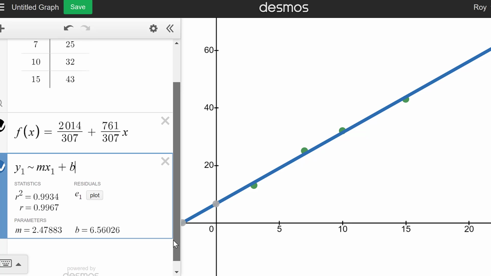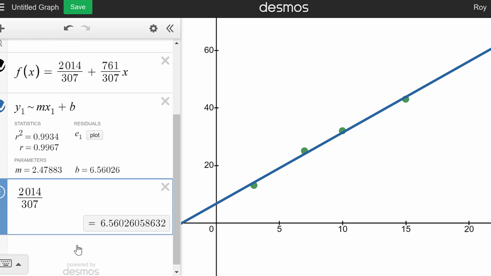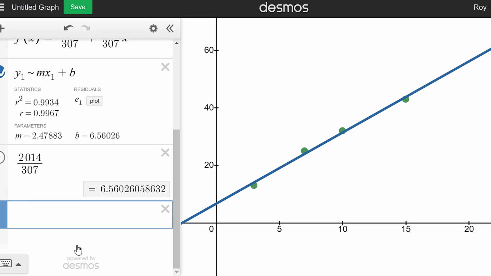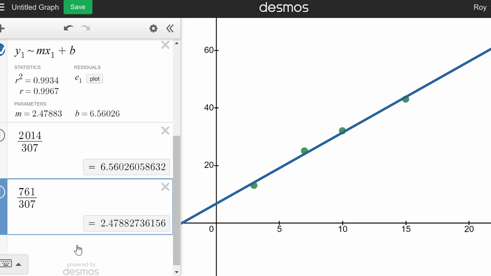6.56026. If you take a look at these coefficients here, 2014 over 307 is that 6.56026 blah blah blah. So we were really good with that. And 761 over 307 is 2.478827 blah blah blah. So we did exactly what Desmos worked to do as well.